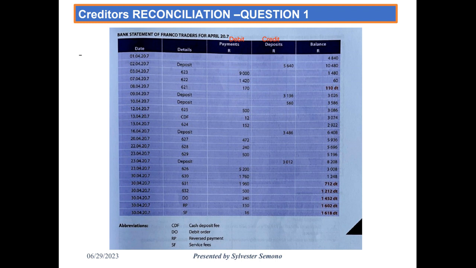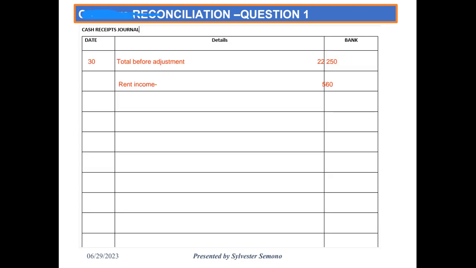Okay. So now, if you're okay, we can go and add. We're adding the totals now. Yes. That's going to be 22,810. 22,810. Thank you.